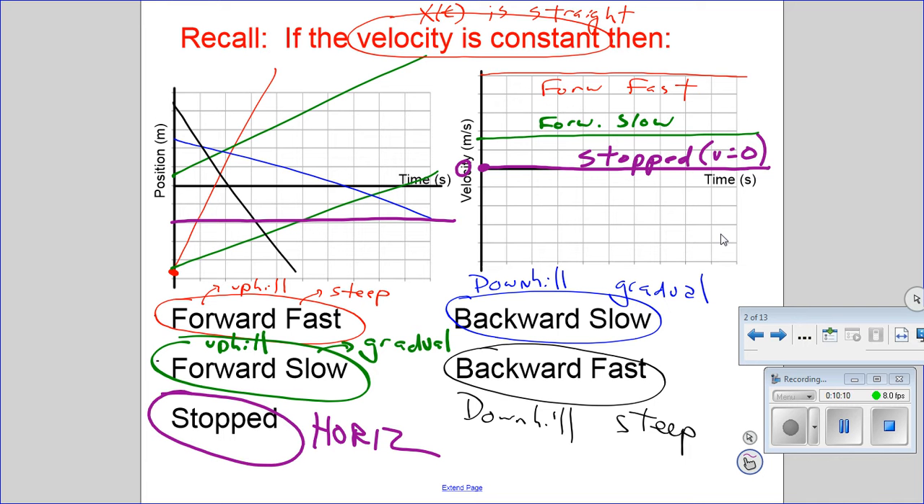We can go backward slow or we can go backward fast. So backward slow is blue. Backward means it needs to be a negative velocity, right? And then slow means it needs to be almost zero. Okay, so there's backward slow. And then backward fast is going to live way down here. It's going to be a big negative velocity, right? So backward fast.